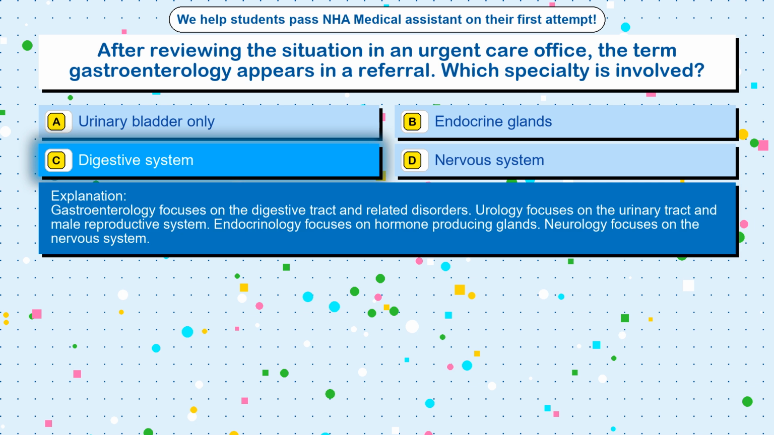Gastroenterology focuses on the digestive tract and related disorders. Urology focuses on the urinary tract and male reproductive system. Endocrinology focuses on hormone-producing glands. Neurology focuses on the nervous system.